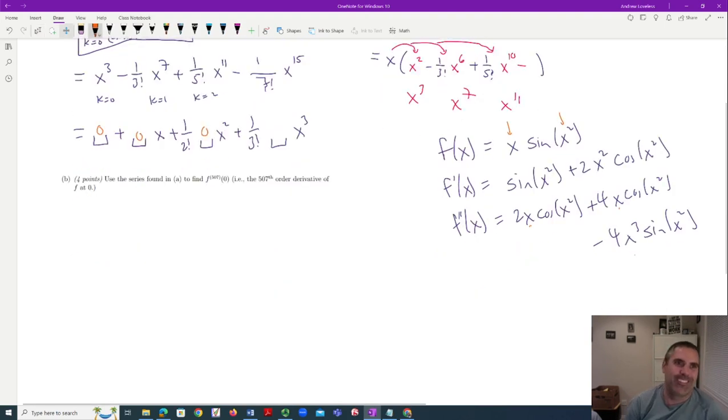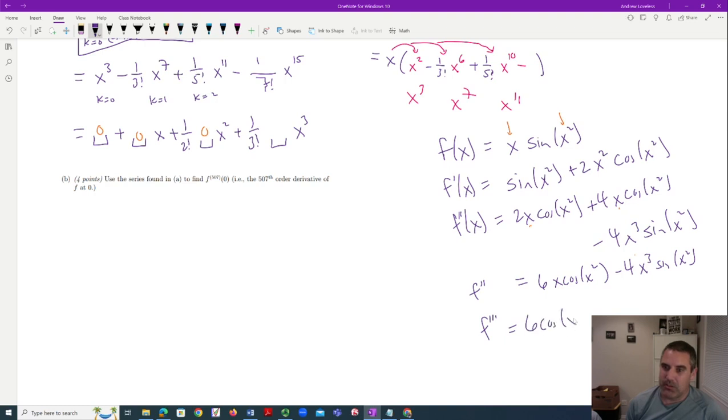Let's go one more, and then I really will have reached my limit. The second derivative so far is 6x cosine of x squared minus 4x cubed sine of x squared. Okay, so now I want to take the third derivative. The third derivative is 6 cosine of x squared plus 12x squared, it should be minus, and then this other big mess, minus 12x squared sine of x squared, and then let's see, minus 8x to the fourth cosine of x squared.